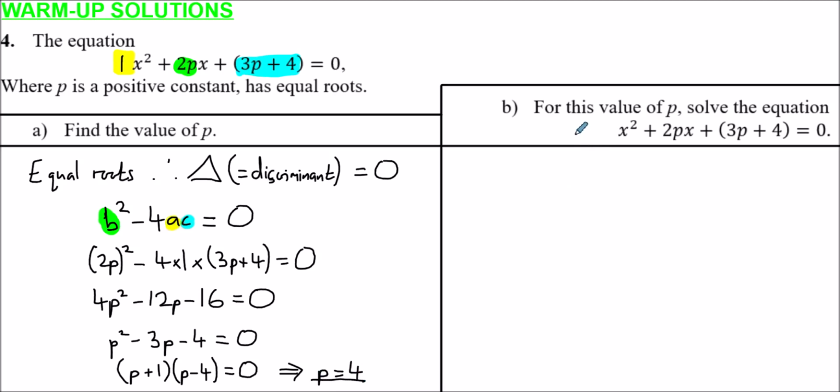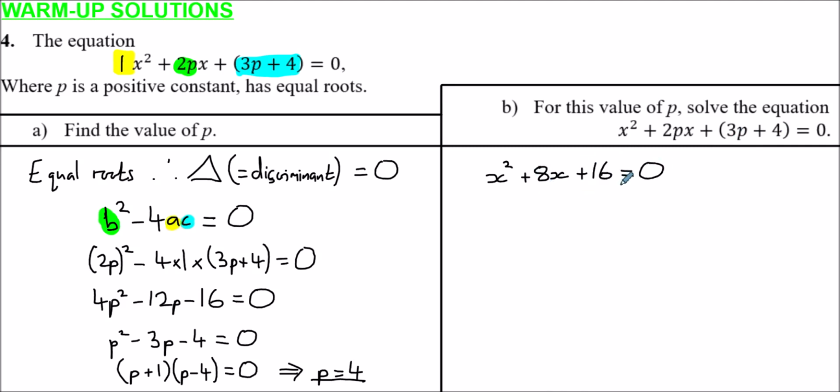And for part B, it says for this value of p, solve the equation x squared plus 2px plus 3p plus 4 equals 0. So we can substitute in now that p equals 4. So x squared just stays as x squared. 2p must be 8. And 3p plus 4 becomes 3 times 4, which is 12, plus 4, which is 16. Hence, we're solving this.